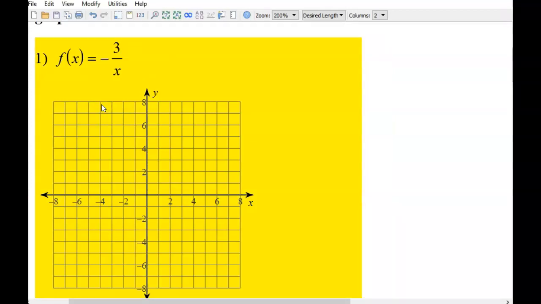Same thing. I'm not going to write it this time, but as you guys can see, the power on the top is less than the power on the bottom. Your horizontal asymptote is going to be at y equals 0.